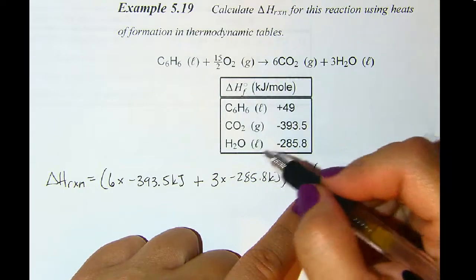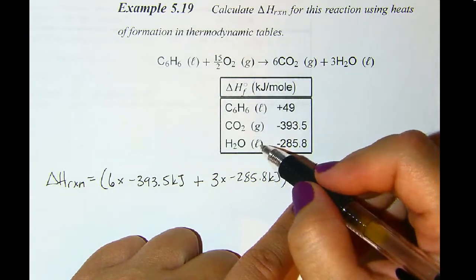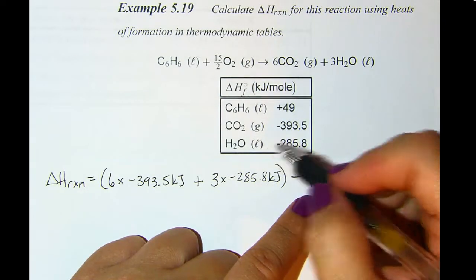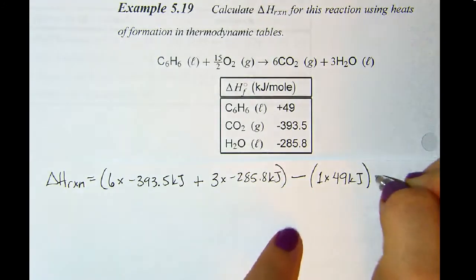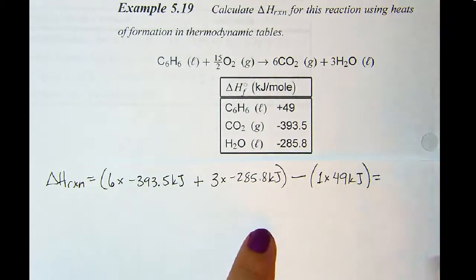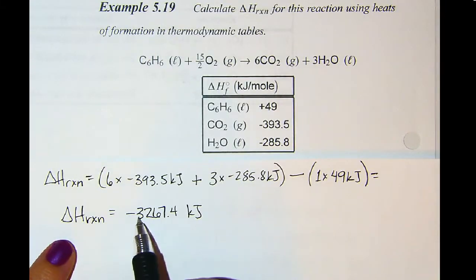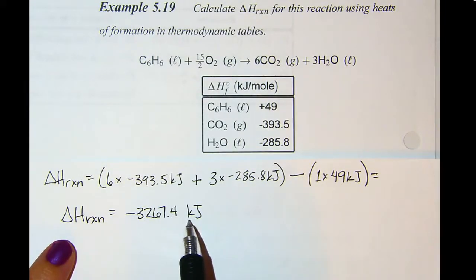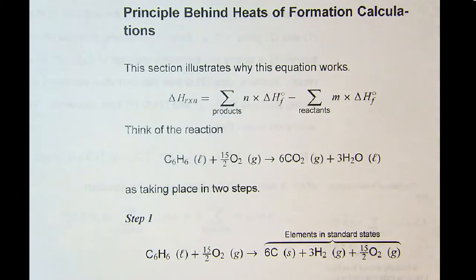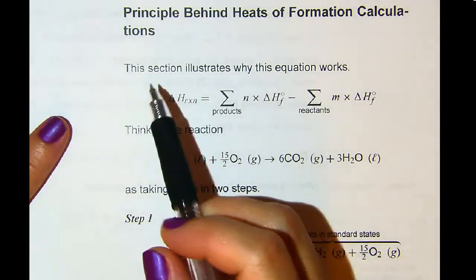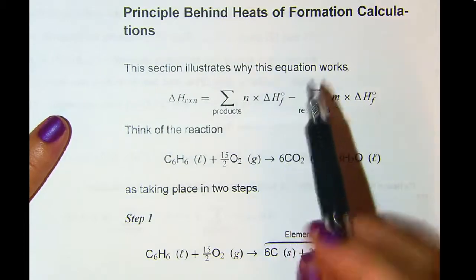So you can assume if it's not given to you in the table that it must have a delta H of formation of 0. And so now I'll close the parenthesis. When we do this math, we get a delta H reaction equal to negative 3,267.4 kilojoules. The principle behind heats of formation calculations. This section illustrates why this equation works.